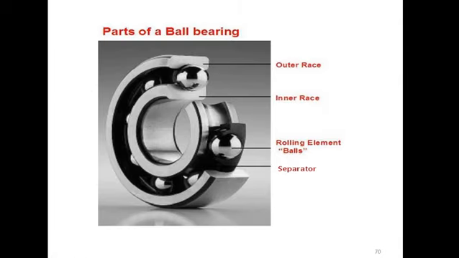Here I have shown a cutout section of the parts of a ball bearing, so that you can see the inner things. This is the outer race, this is the inner race, this is a rolling element ball, and these are the separators. Between two balls we have placed a separator.